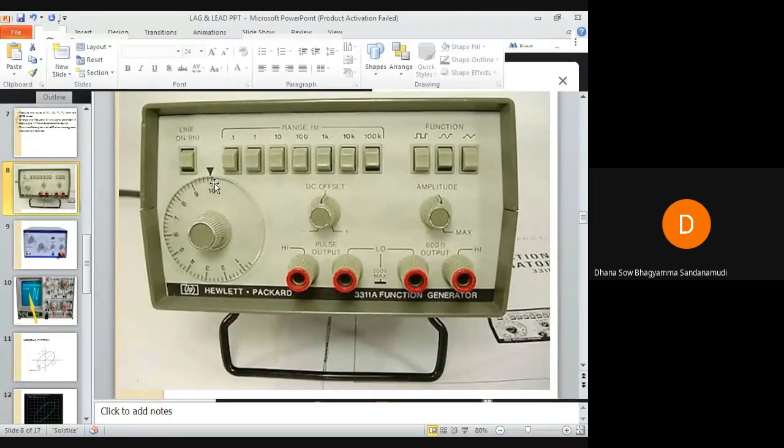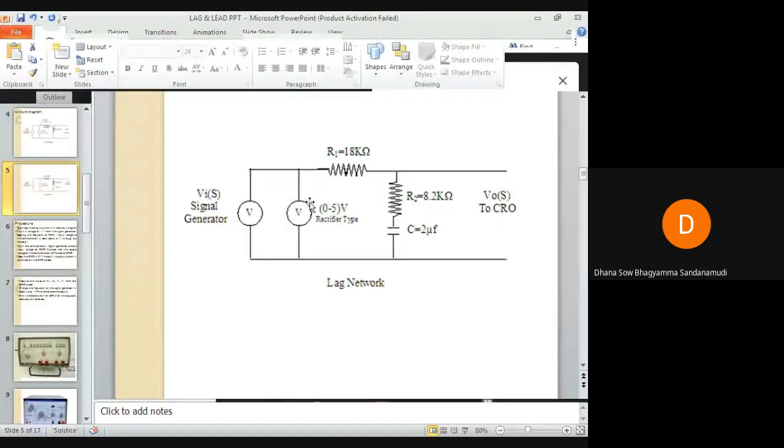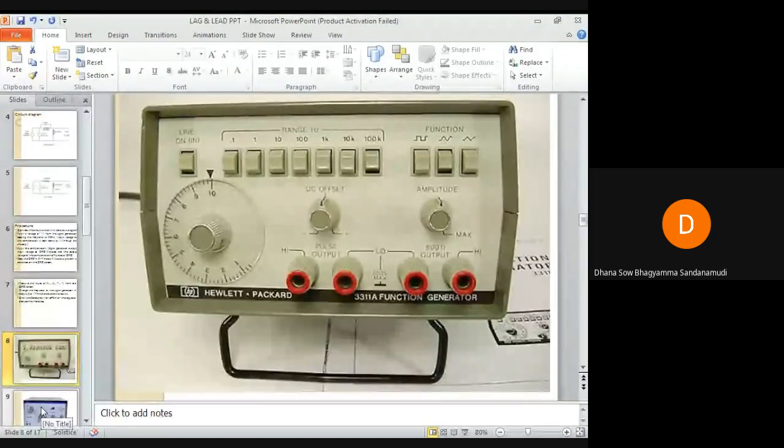For 40 hertz frequency, you check the voltmeter reading. The voltmeter which you have connected on the input side, is it showing 1 volt or not? If it has changed, vary this amplitude knob. As you vary this amplitude knob, you can set the voltage to 1 volt.